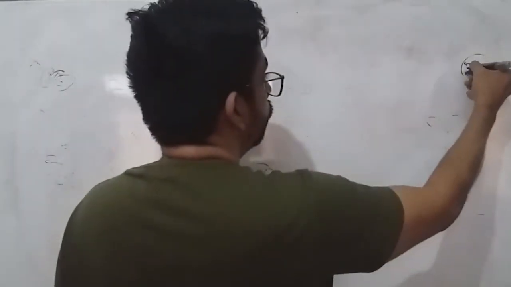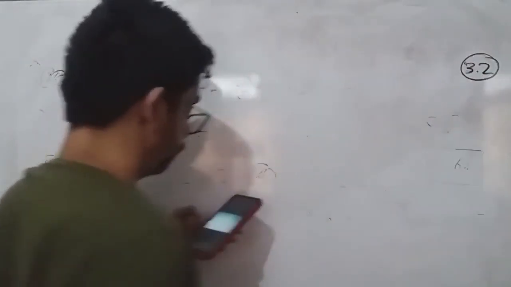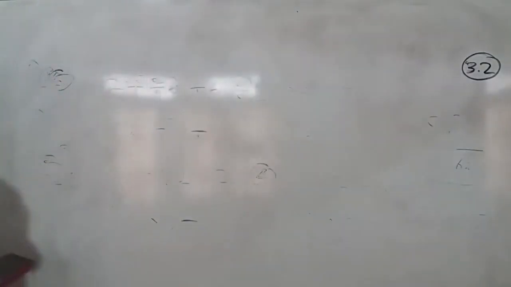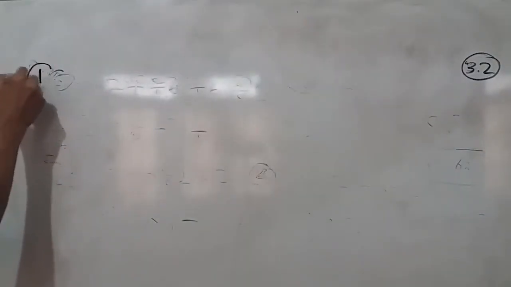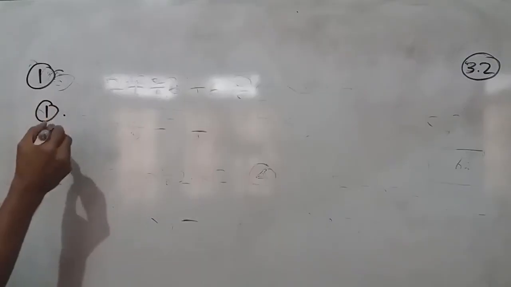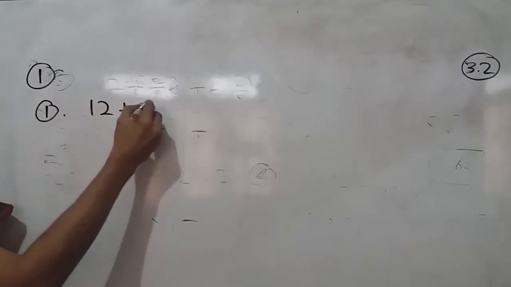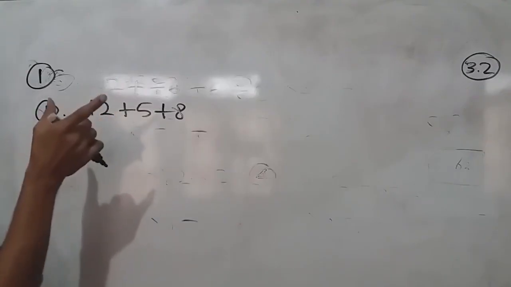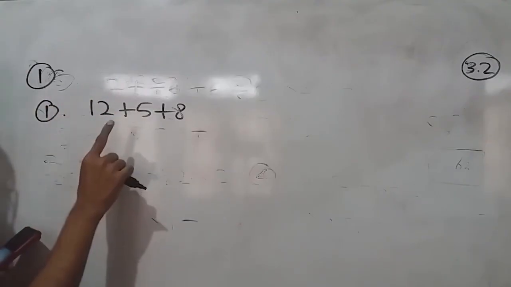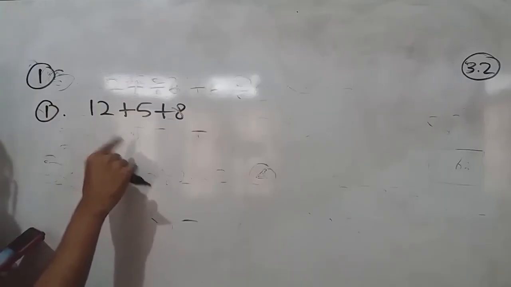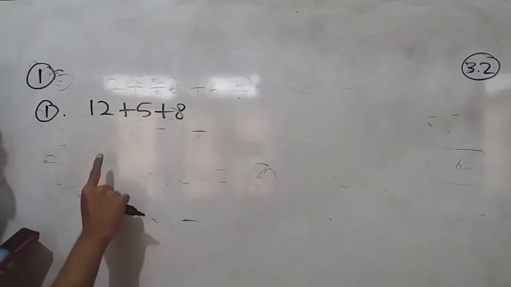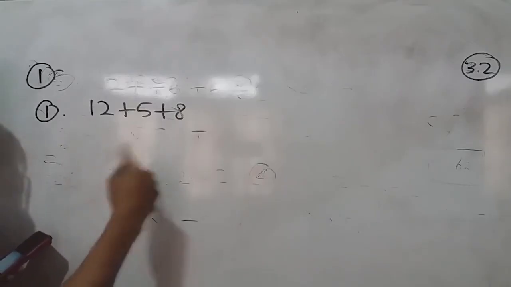Right, now we will do exercise 3.2. Okay, simplify each of the following expressions, right? So, question number 1, part 1. 12 plus 5 plus 8, right? So, we see that there is only one mathematical operation, but it is used in two places, right? One mathematical operation has been used multiple times.